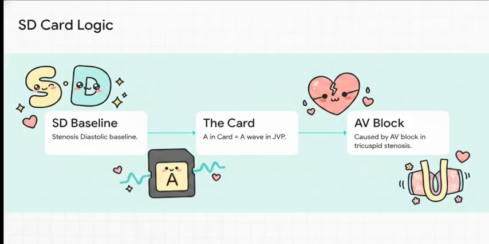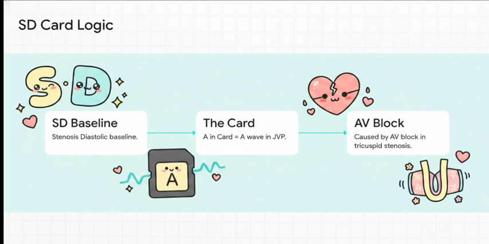Let's actually move through this and see how it builds into a complete diagnostic picture. So, we start with step 1, TM patient SD card. The S and D give us our baseline right off the bat, stenosis during the diastolic phase. Now for step 2. Think about the word card. What's the most prominent vowel in there? It's the letter A, right? That A in card tells you that you are looking for an A wave in the JVP.